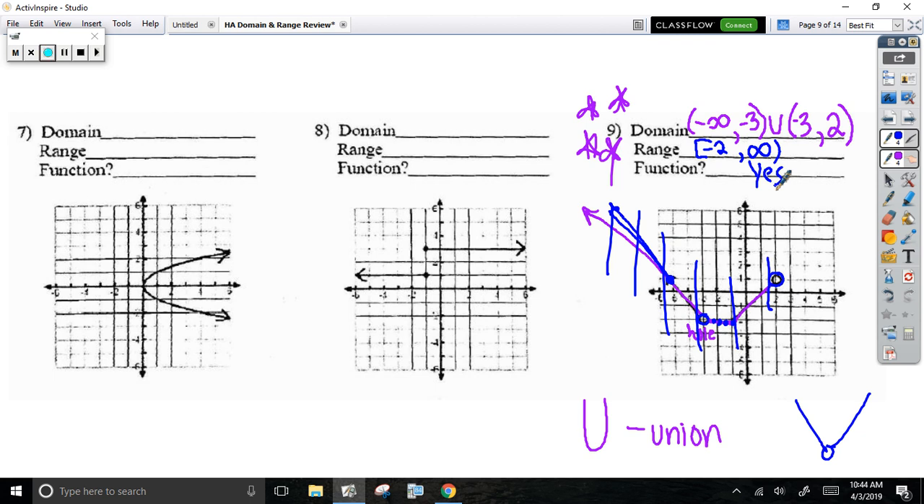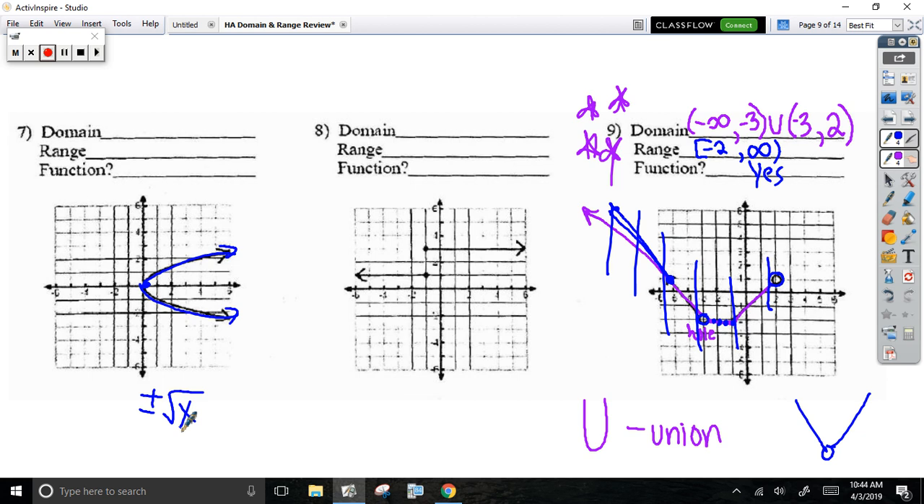All right, let's go back to 7 and 8. 8's also a little tricky. 7's what we've been doing, right? This is a square root. This is your positive square root. This is your negative square root. So this would be like plus or minus square root of x. That's what we have graphed.